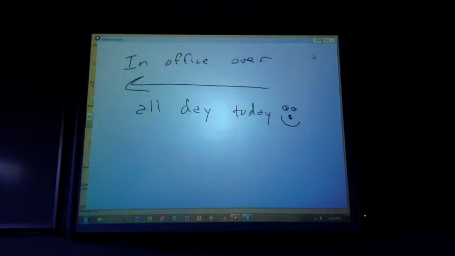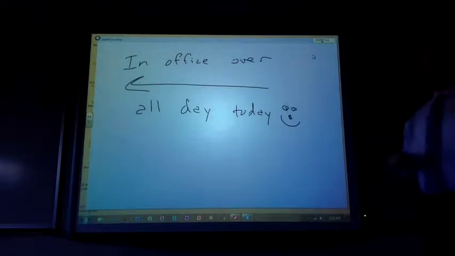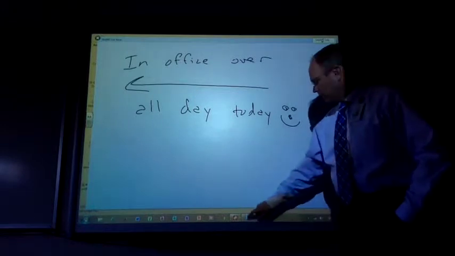So first off, I'll be in my office all day today if you need anything. And tentatively, I just looked at my calendar. It looks like I'd be in my office tomorrow as well, which is good. Let's see, I think it's that one.